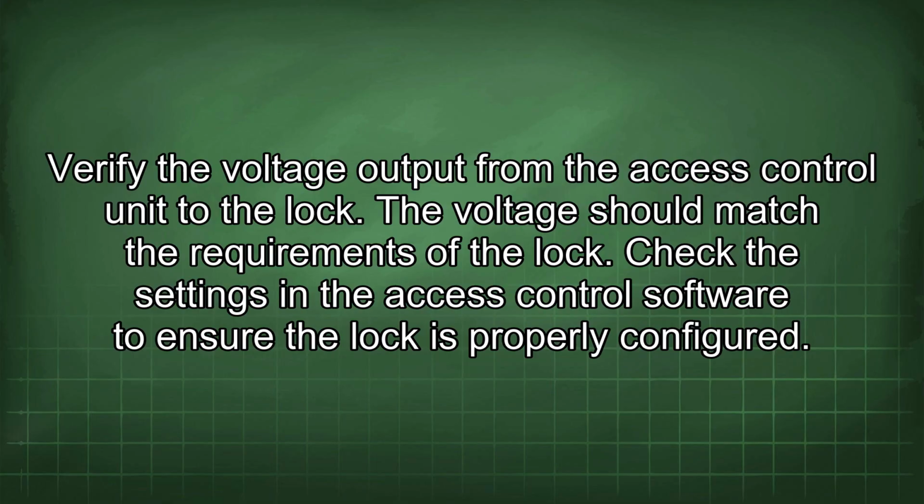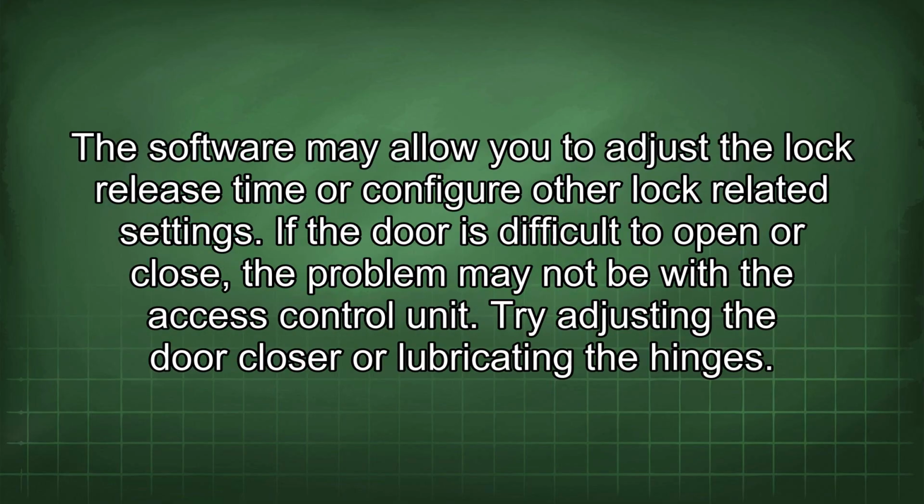Check the settings in the access control software to ensure the lock is properly configured. The software may allow you to adjust the lock release time or configure other lock-related settings. If the door is difficult to open or close, the problem may not be with the access control unit. Try adjusting the door closer or lubricating the hinges.